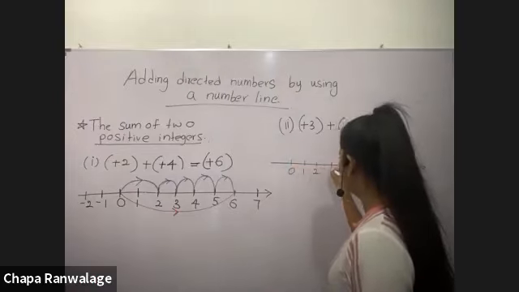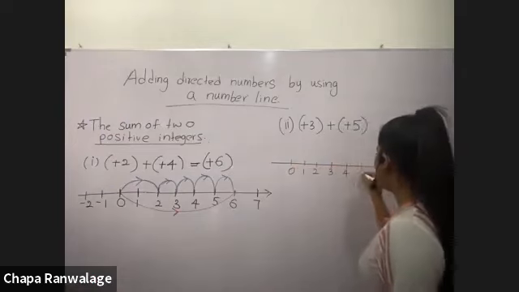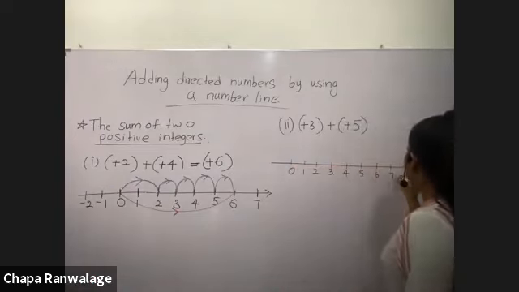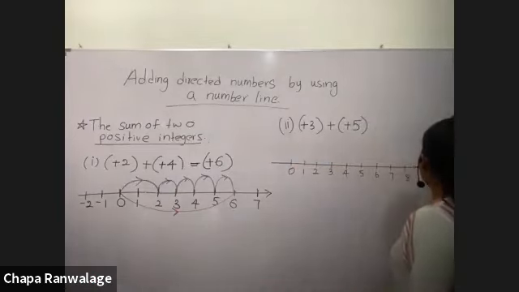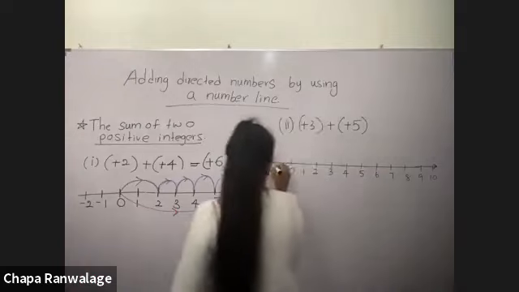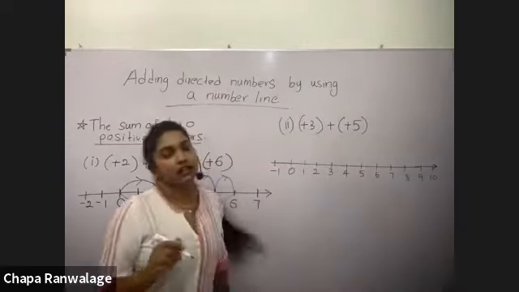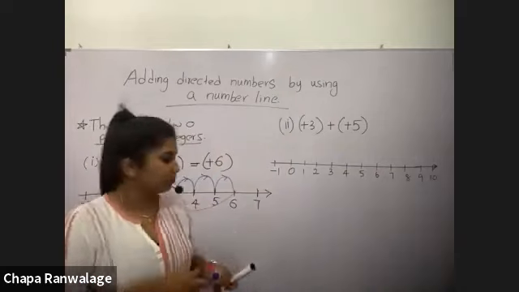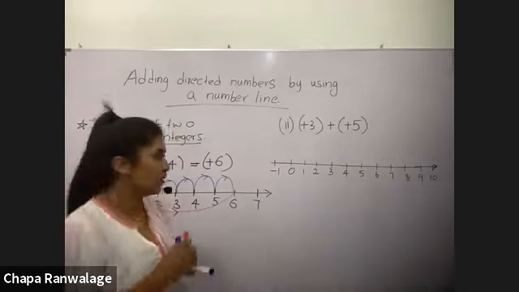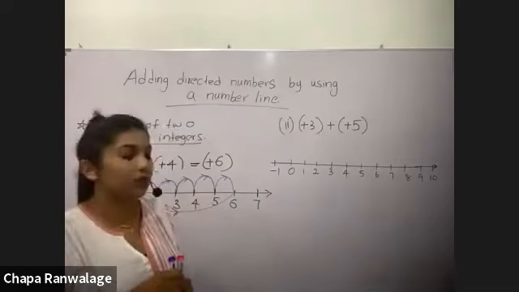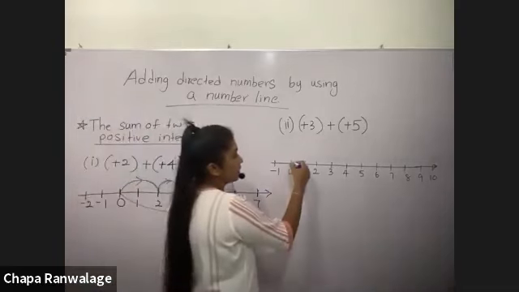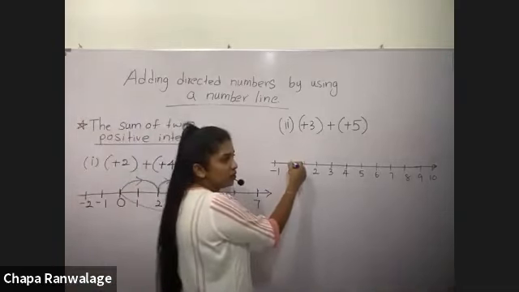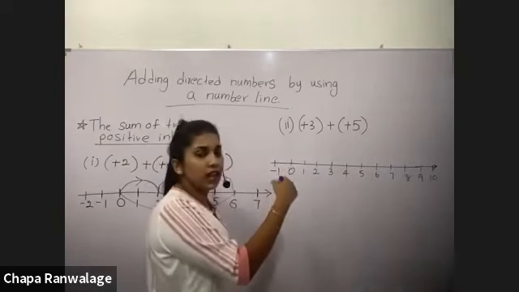1, 2, 3, 4, 5, 6, 7, 8, 9. Okay, now again, minus 1. Right? Now, where should I start? From where should I start? 0. We have to start from 0. To which side? Move to 3.